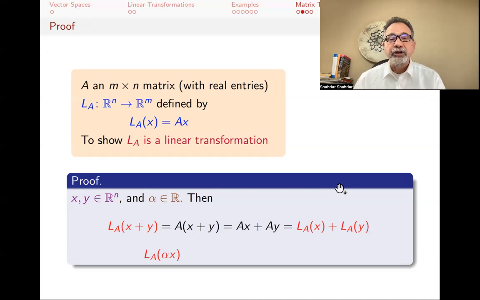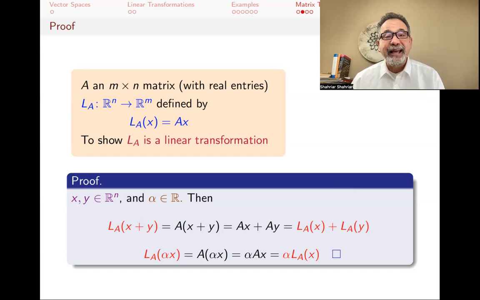And the scalar multiplication is the same. What's L_A of alpha x? Again, L_A of Javad is A times Javad. So L_A of alpha x is A times alpha x. But that alpha is just a scalar. It doesn't matter where it is. It can come out, and so this is alpha times Ax. And Ax was L_A of x. So I get alpha times L_A of x. So I've proved to you that these functions that I get from matrices are always linear transformations.